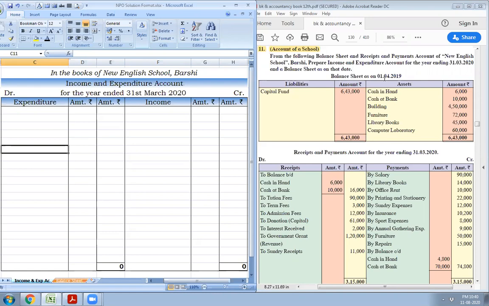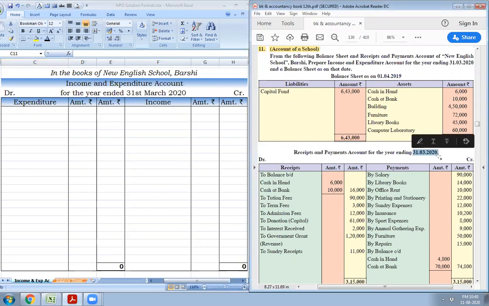This is the balance sheet of the previous year. We can say it is the opening balance sheet as on 1st of April 2019, and our year ends on 31st of March 2020. So for us, this is the opening balance sheet. Capital fund, cash in hand, cash at bank, building, furniture, library books, and computer laboratory are given in the question. This capital fund we will transfer to the current year's balance sheet as on 31st of March 2020.